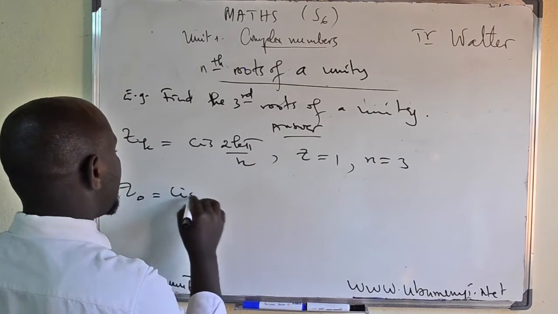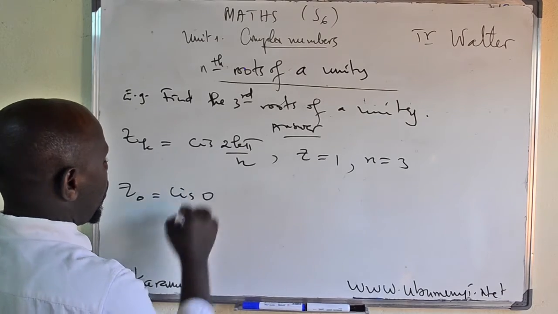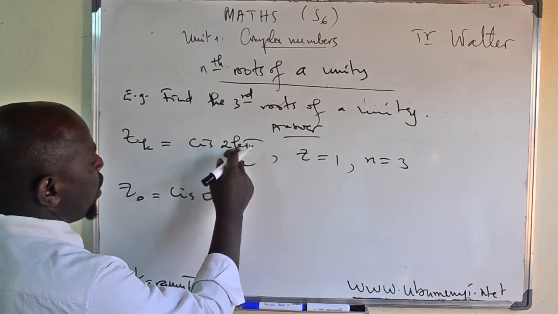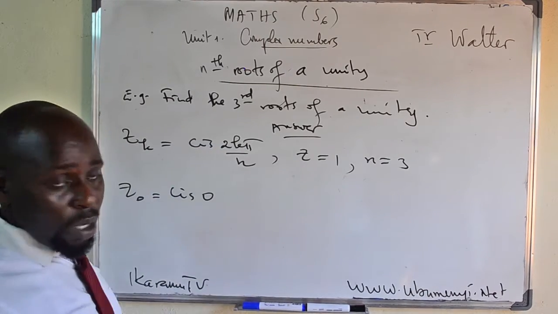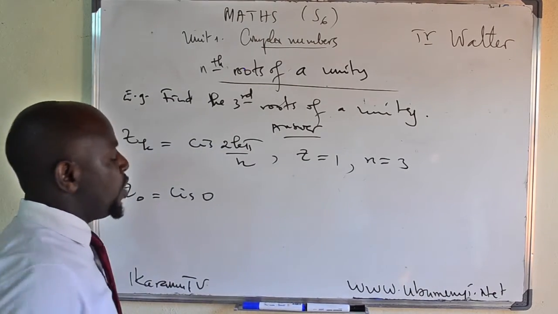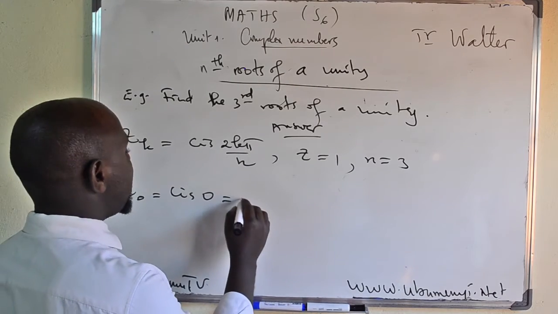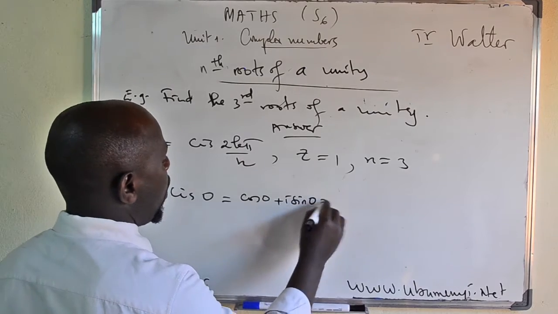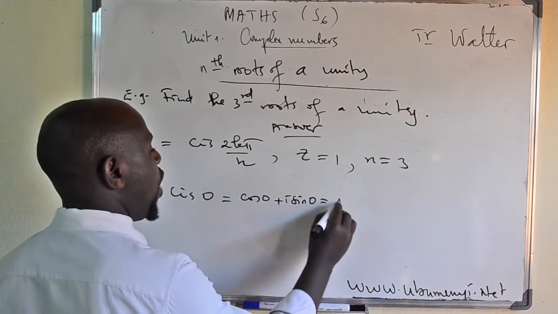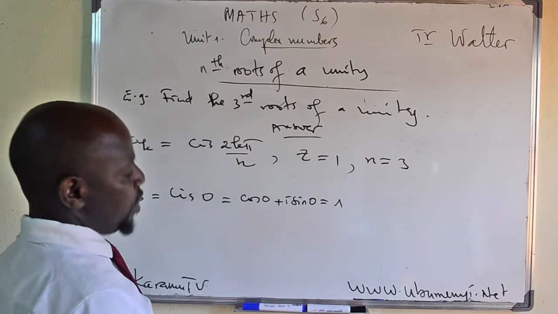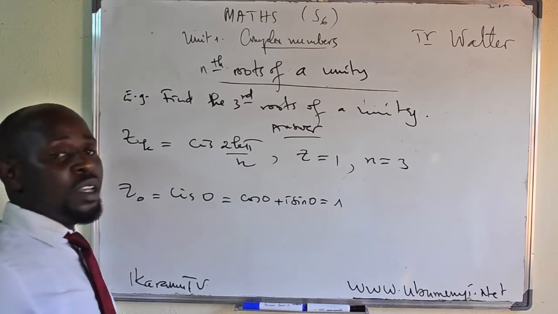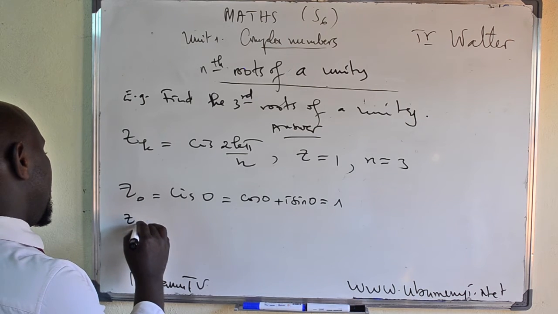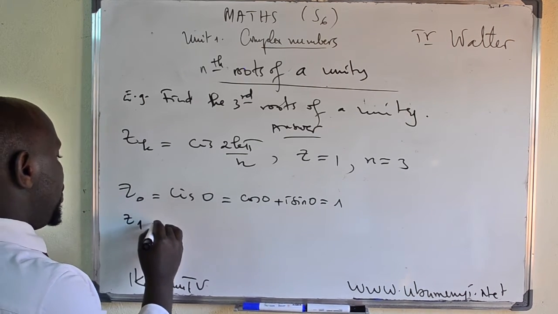It will be equal to cis 0, of course, because in 2k pi over n, k is 0, so 2 times 0 is 0, times pi is always 0, over n is always 0. So if we expand, this is cos 0 plus i sin 0. And this will be equal to 1, because cos 0 is 1 and sin 0 is 0. So we get 1.